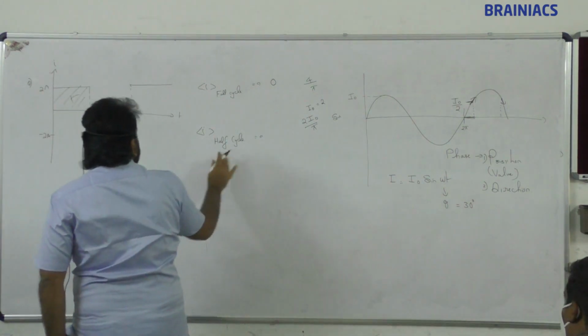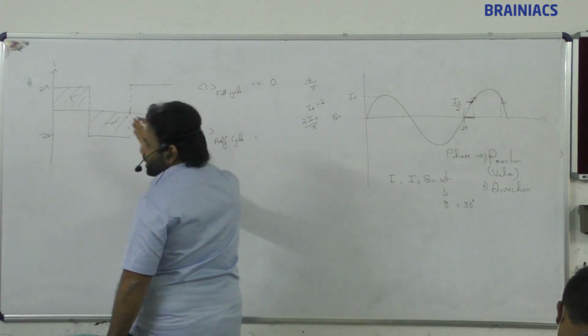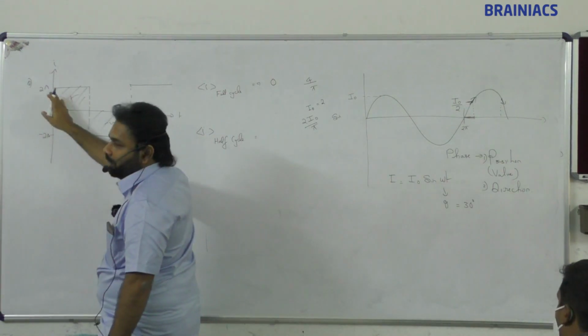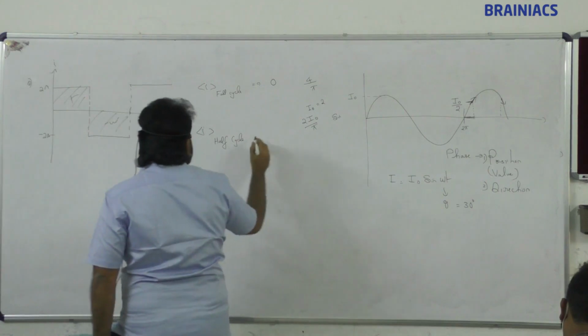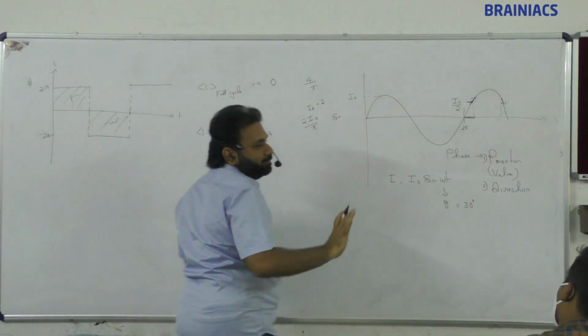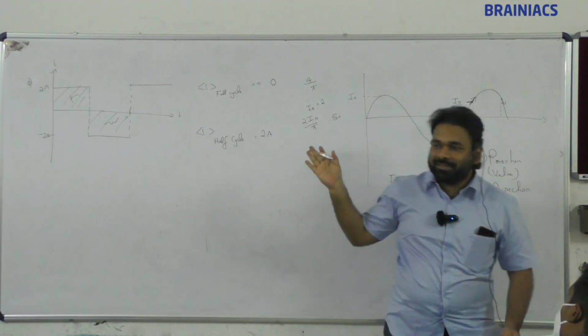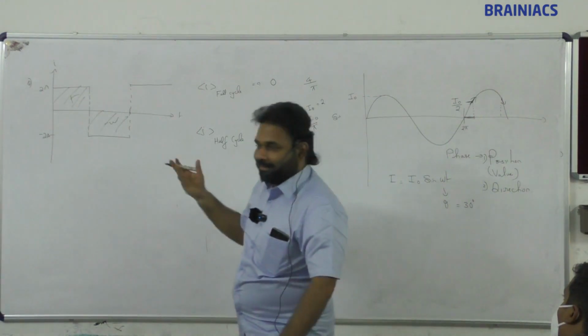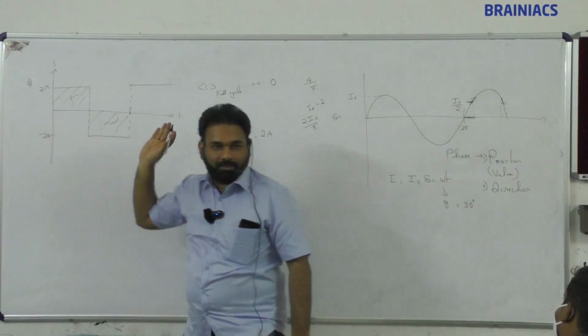So the average value of the cycle is nothing but, for one simple half cycle, throughout it is 2 ampere. So 2 ampere, it is constant, so is there any average for it? Everything is the same, 2 ampere. Okay, done.